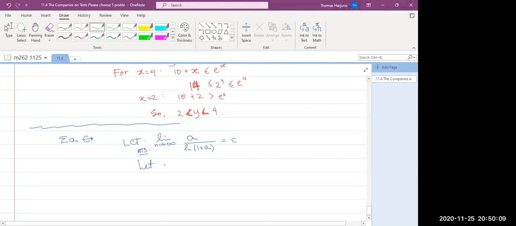Let f(x) equal a sub x for x greater than or equal to some m. No, I don't want to use m, some m. But basically, I get the superposition function. Now, the thing is, I wonder if I can really do that. My goal is, later on, I will do this. So this will be f(x). This is natural log of 1 plus f(x).